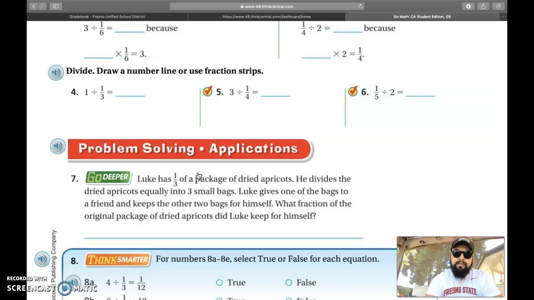So let's take a look at the first sentence. Luke has 1/3 of a package, okay, so 1/3, and he's dividing it into 3. So we already know that it's going to get smaller because it's a fraction divided by a whole. So 1/3 divided by 3 is 1/9, okay? And he gives one of the bags to a friend and keeps the other 2 bags for himself. So let's take that one to the whiteboard. 1/3 divided by 3, and then he gives one of those to a friend.